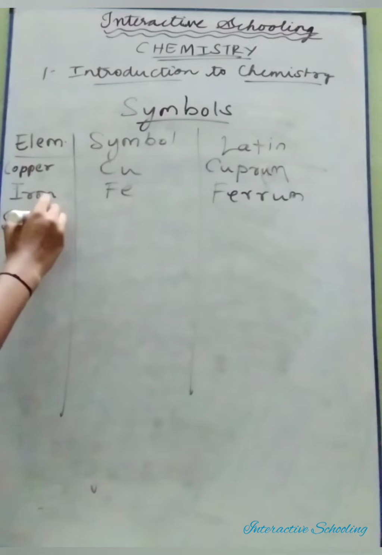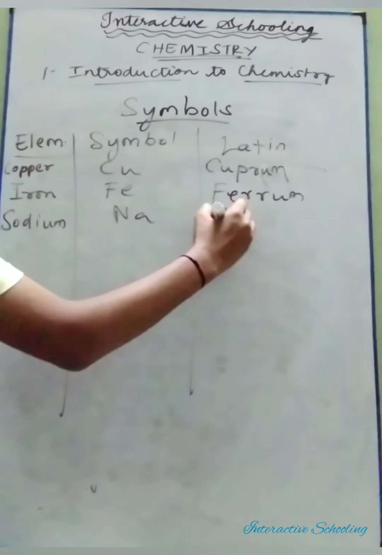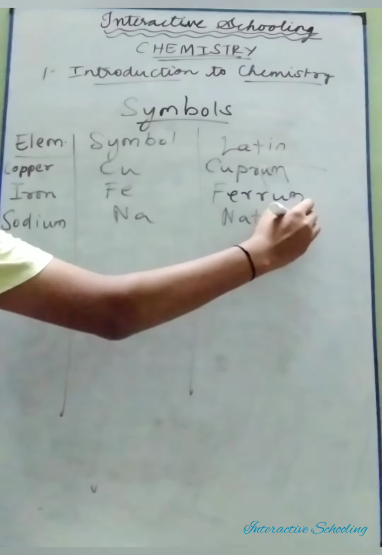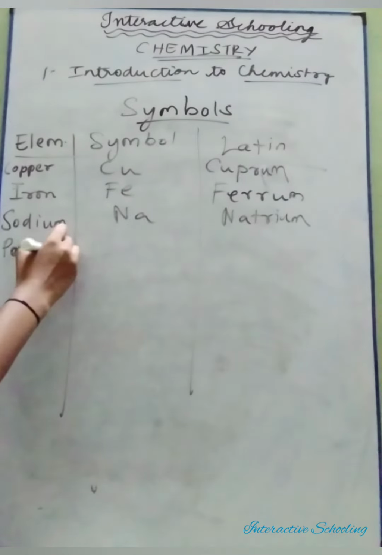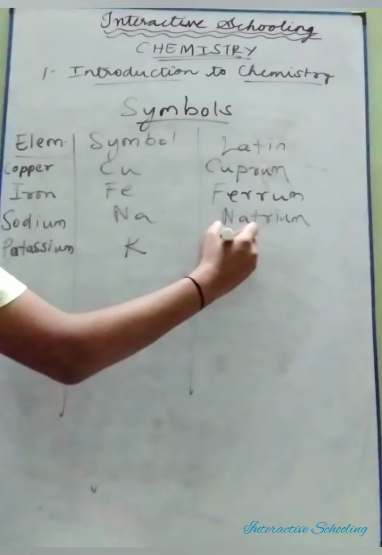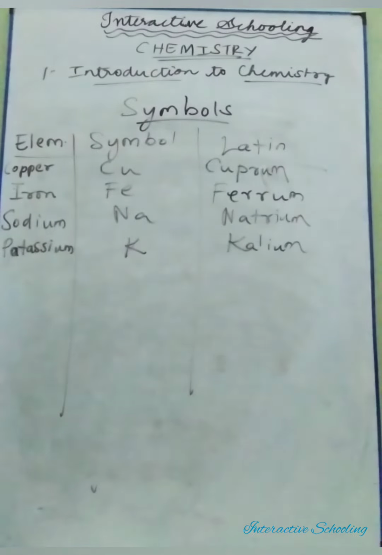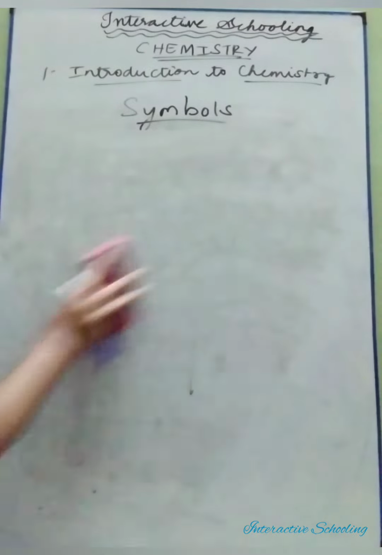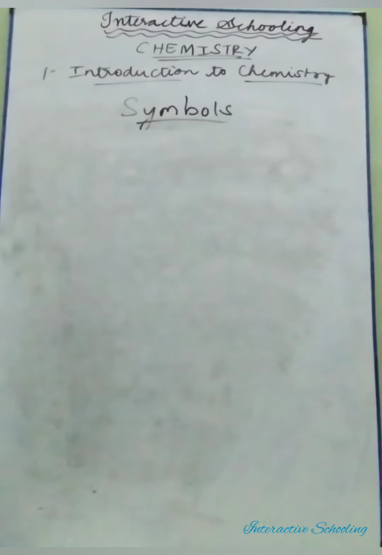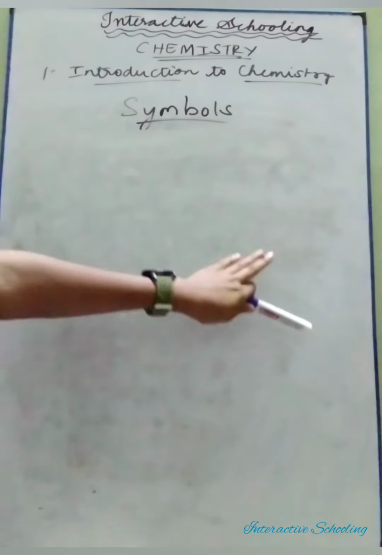sodium is Na, that is natrium. Potassium is K, and its Latin name is kalium. And like this, there are so many more. I don't know all of them actually. And there are some elements in which the Latin name is very much similar to the English name that we use. For example, magnesium is Mg for magnesium and magnesia. So both are similar. So all those we don't need to include.